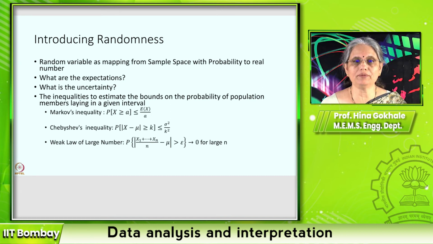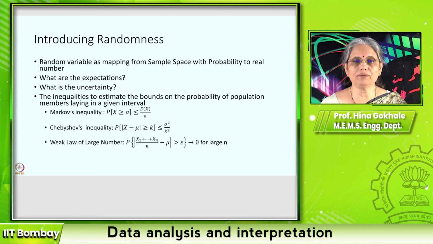Chebyshev's inequality says that the probability that the random variable x lies outside the interval between mu minus k and mu plus k, where mu is its mean value and k is any real number greater than 0, is less than or equal to the variance of the random variable divided by k square.